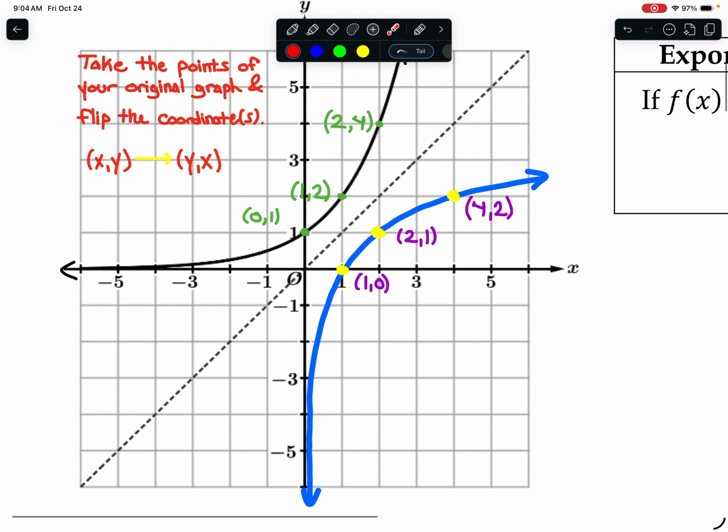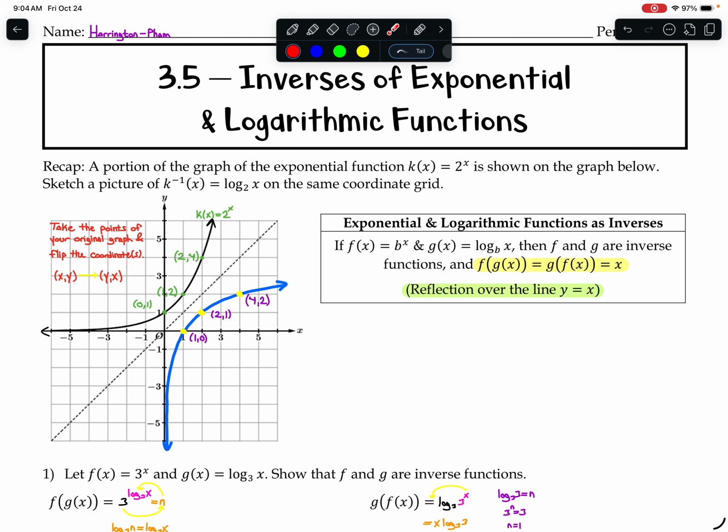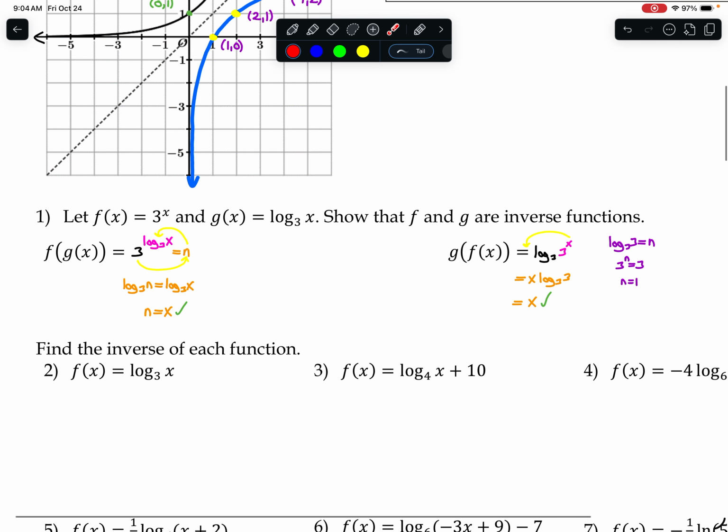And also notice our horizontal asymptote is actually going to flip and become a vertical asymptote when we do the inverse. So when I take the inverse of an exponential function, that's going to yield us a logarithmic function. I already did the composition down here just to show you.